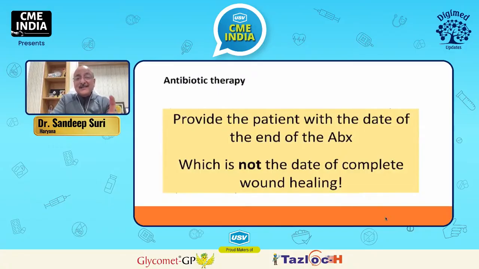Provide the patient with a date of end of the antibiotic, that I'm going to end the antibiotic within 2 weeks, within 1 week, within 3 weeks, because this is not the date of complete wound healing, which may require 6 weeks to 12 weeks. So you are treating an infection. The healing will not be there without treating the infection. But infection treatment doesn't mean that the wound has healed.